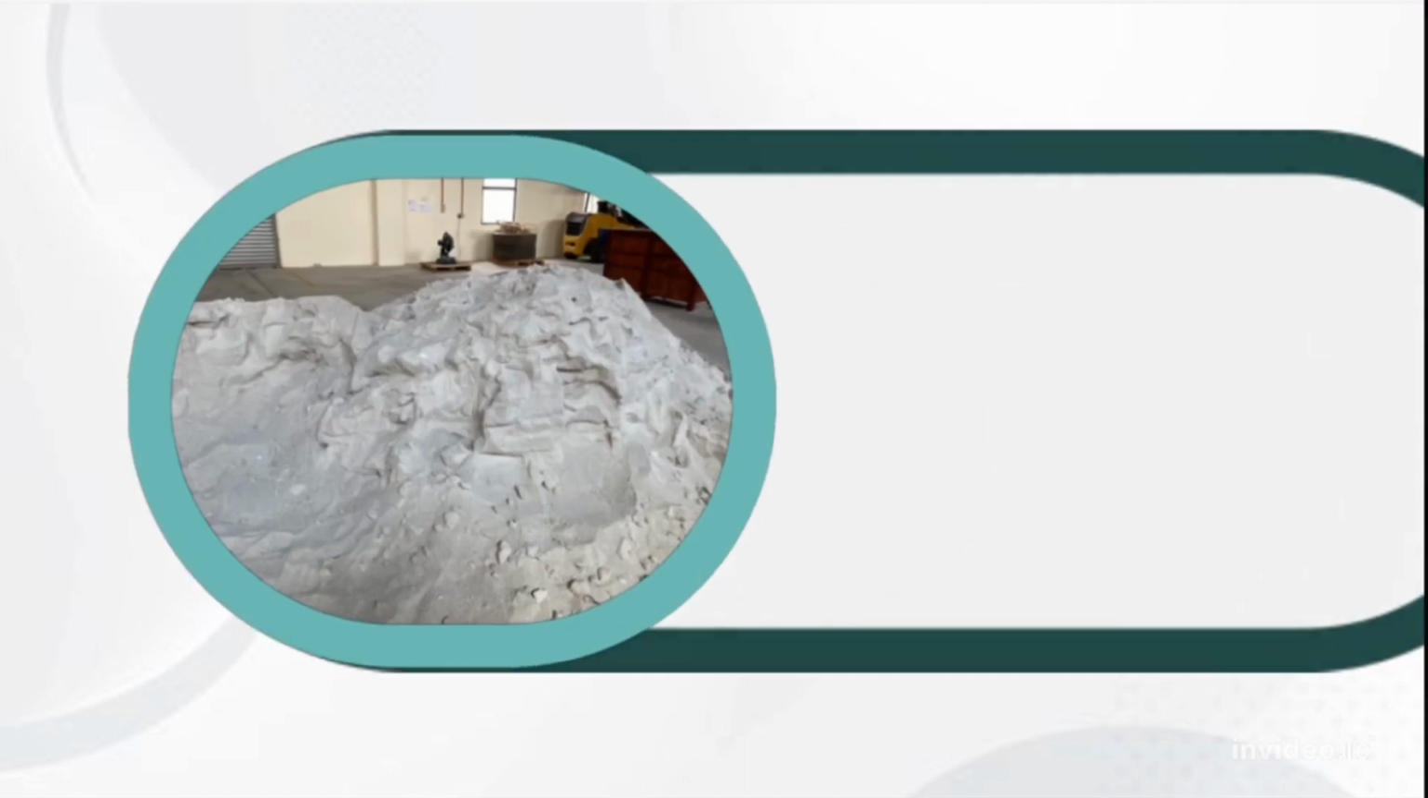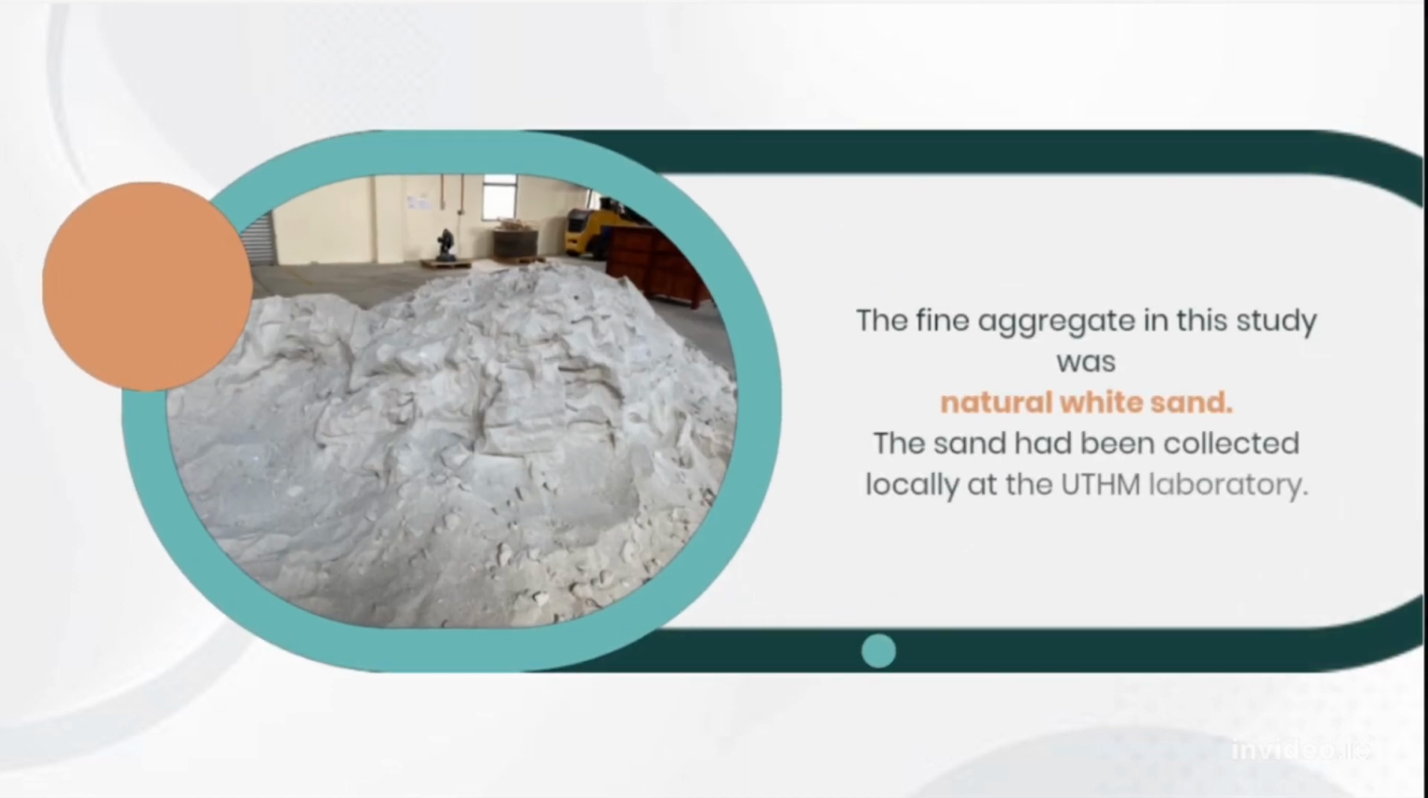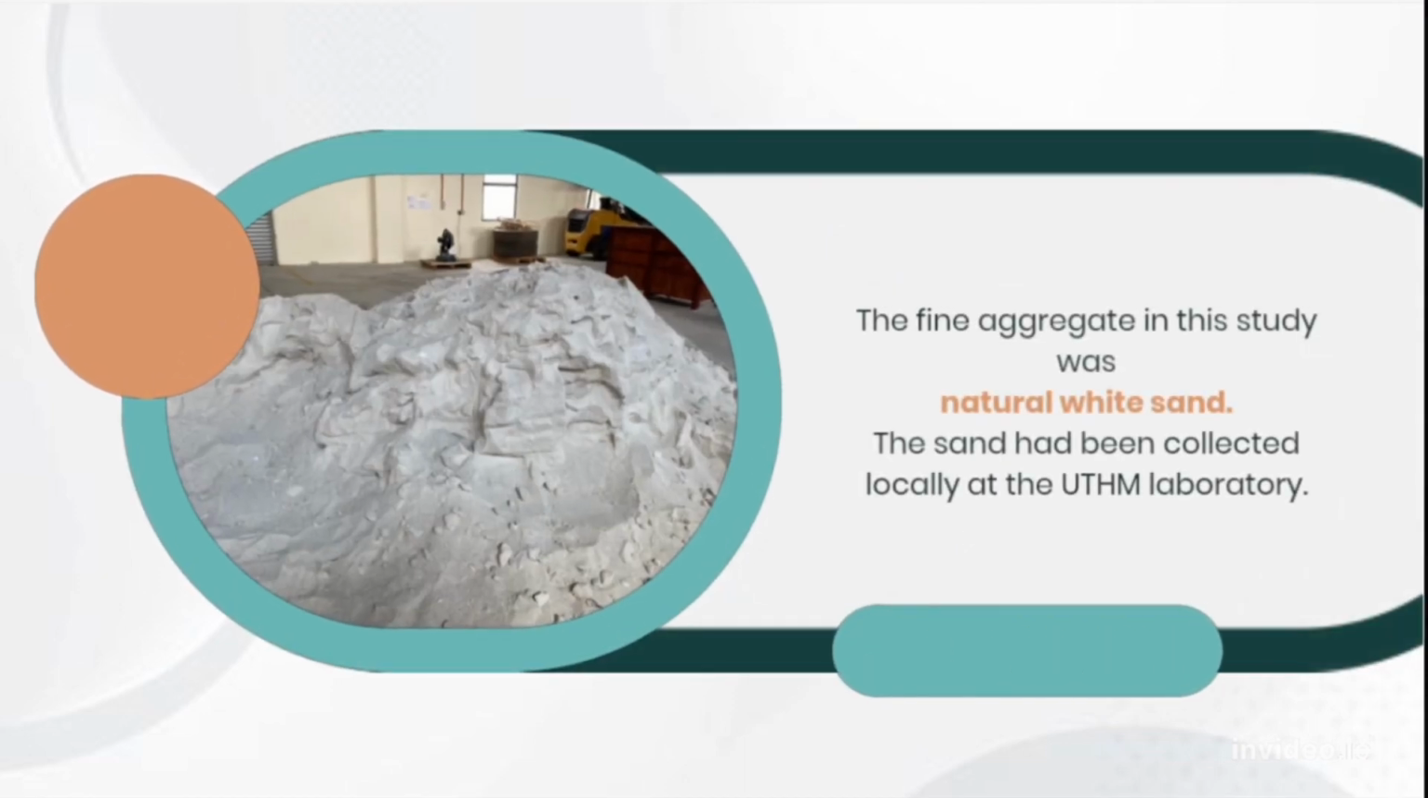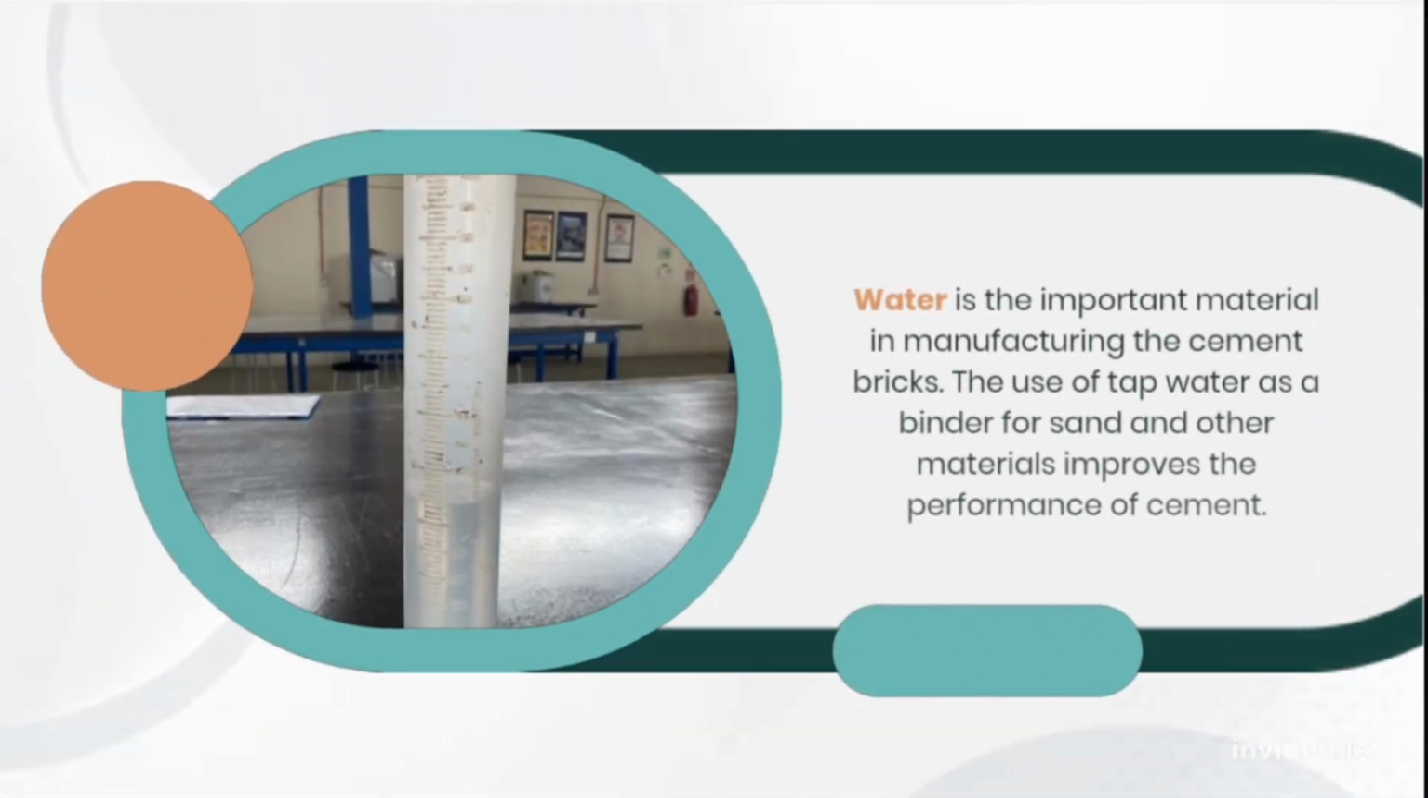Natural white sand is also a material that was used in the study, which was also obtained locally at the UTHM laboratory. The last important material in manufacturing the cement bricks is water, which is used as a binder for sand and other materials and improves the performance of cement.